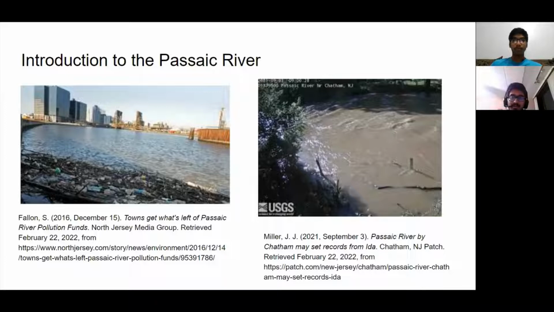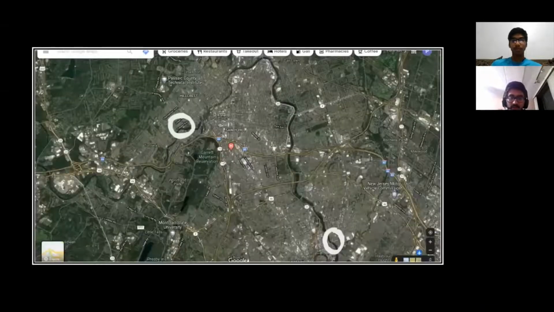Here is our analysis of the Passaic River. We chose two locations to collect our samples. In this map, we have two spots that we circled. The first one, Totowa Avenue, has less pollution as it is before the industries. Below it, we have the Garfield location, where we expected to find more pollution because it is after the industries.